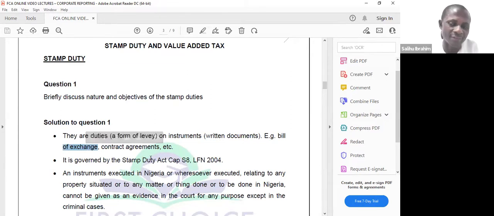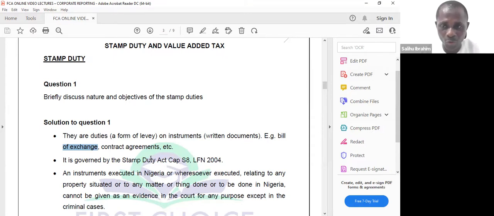A contract agreement is a document. So when you enter into an agreement with a third party, for that agreement to be admissible in a court of law, it must be properly stamped, meaning that you should pay stamp duty on it. When it is stamped, the document becomes authentic and you can use it in court cases.